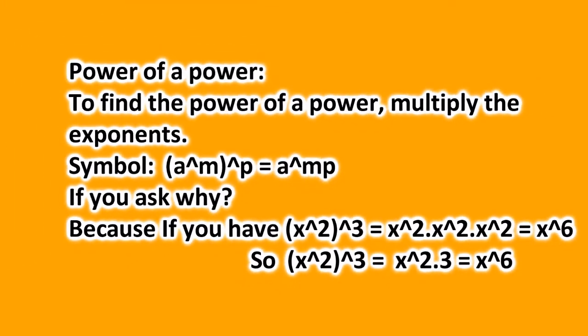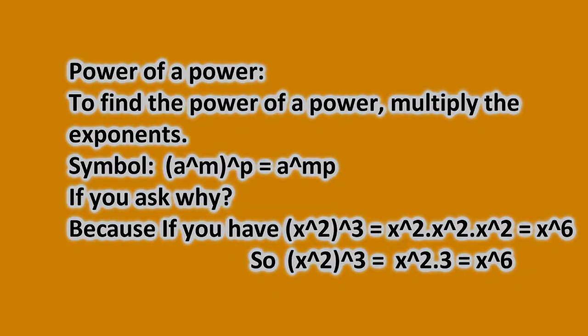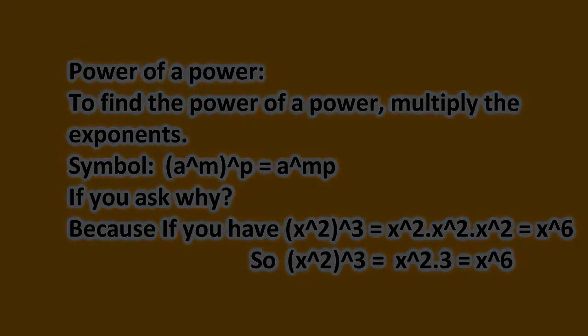The concept of power of a power. To find the power of a power, multiply the exponents, like a to power m, all to the power p. So it would be a to power m times p. If you ask why, look, because if you have x squared to the power 3, it means x squared multiplied by itself 3 times. So x squared times x squared times x squared, which means x to power 6. So x to power 2, all to power 3 is x to power 2 times 3, which is x to power 6. Thank you very much.